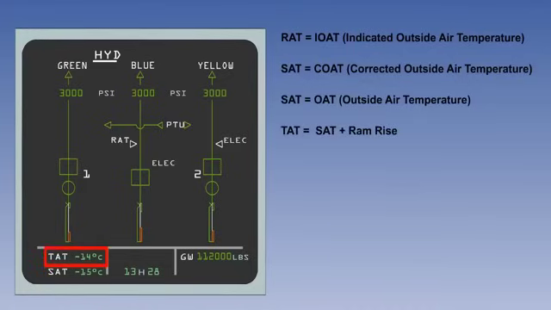The relationship between them is that total air temperature equals static air temperature plus ram rise. Static air temperature is always colder because total air temperature has undergone heating, and so ram rise is always positive. Or, indicated outside air temperature equals corrected outside air temperature plus ram rise.